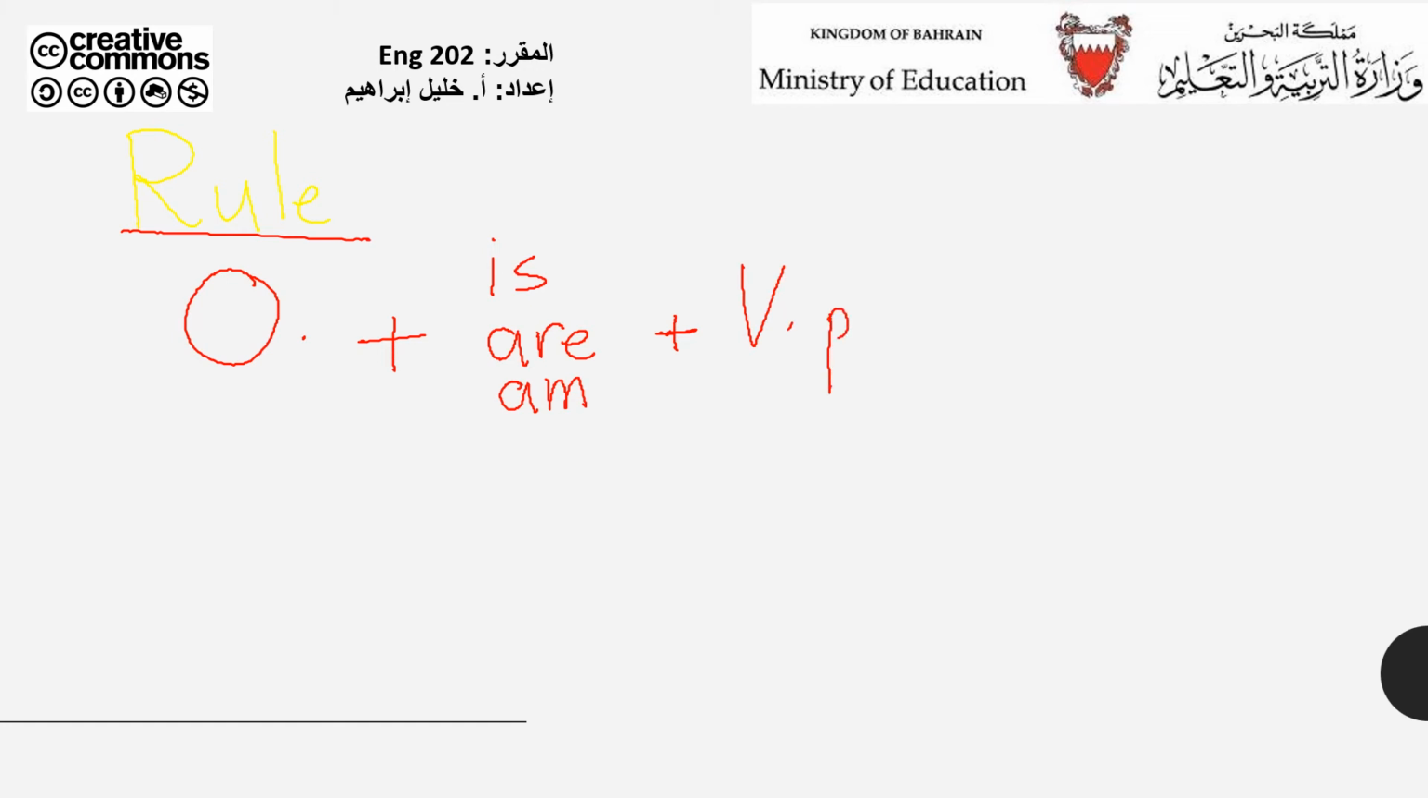If you want to change a sentence from active into passive, you start with object plus, step number 2, you choose one suitable helping verb. It could be is, are, or am. And step number 3 is to put the verb in past participle, or case 3, and then you complete the sentence. This is the main rule.